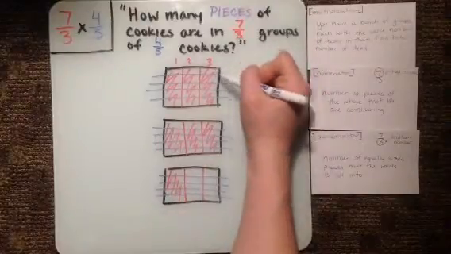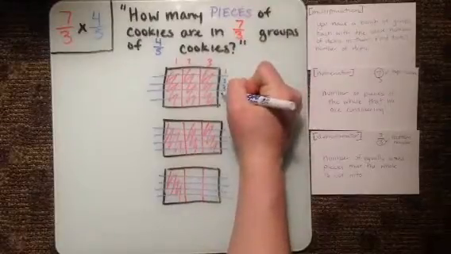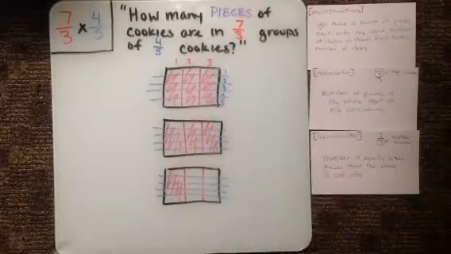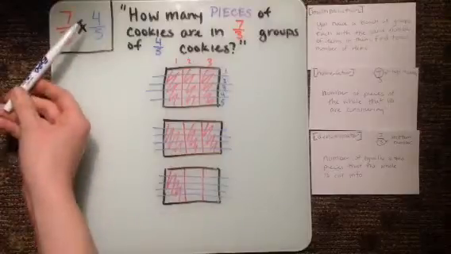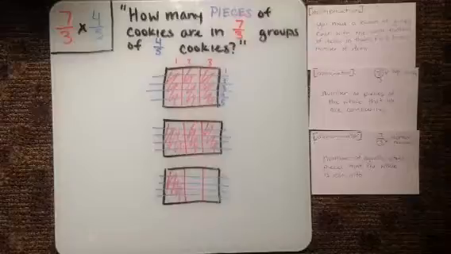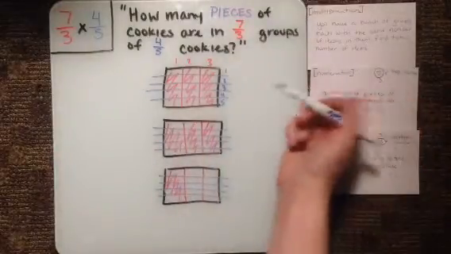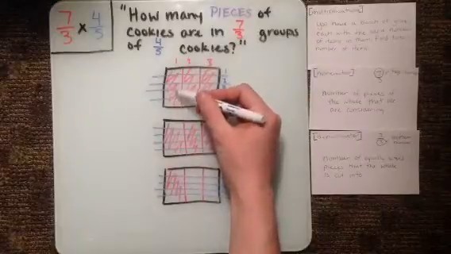So we have 1, 2, 3, 4, 5. In order to show the numerator of 4, which is how many of the pieces that we care about, we'll do like we did with the 7/3 and shade in 4 of the 5 boxes in each.